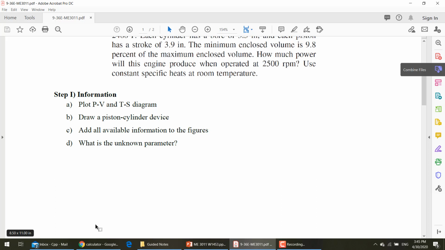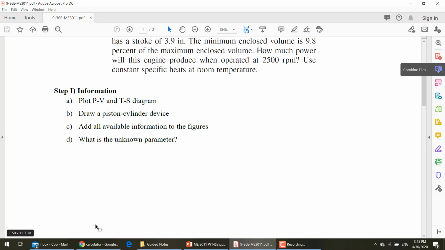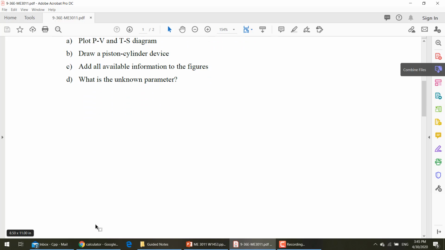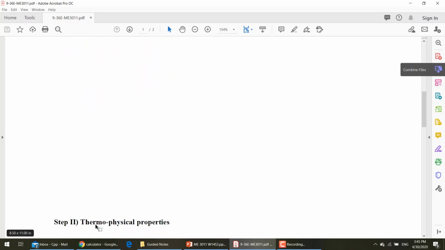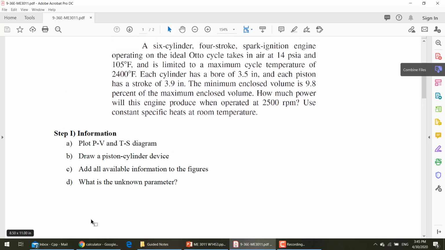Okay, guys. Before we solve the problem, we need to actually find the thermophysical properties as well. So what are the thermophysical properties, guys? Look, you are asked to use the constant specific heat at room temperature. You look at the last line, use the constant specific heat at room temperature. So you need to find the k, the specific heat ratio. You need to find the Cv, and then also you need to find R, the ideal gas constant. Please pause this video, spend 2 minutes, and then find these thermophysical properties.